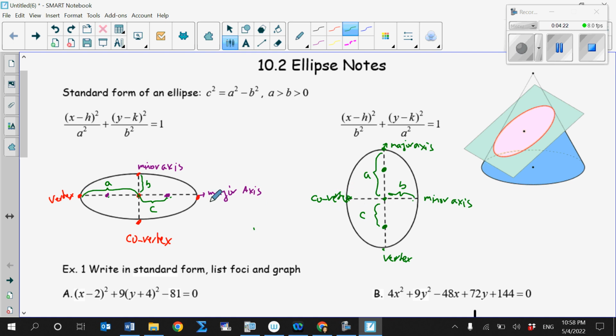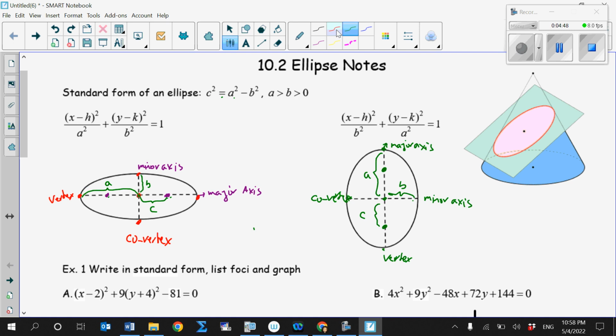Okay. Now there is a relation between A, B, and C, and that's here. C squared is equal to A squared minus B squared. And notice that A is always greater than B because A is the name of the half of major and B is half of minor. Of course, A is going to be greater than B.